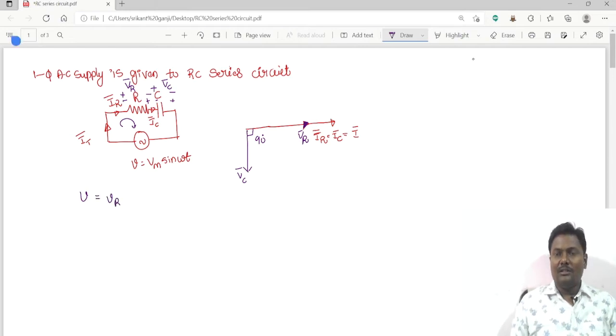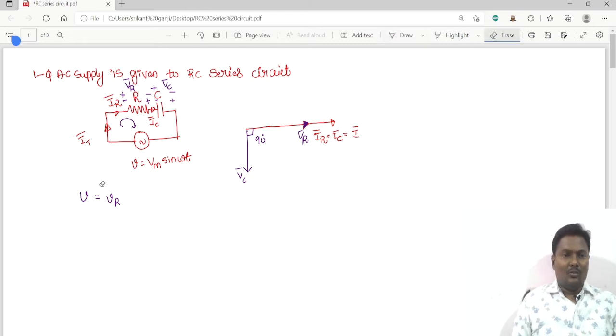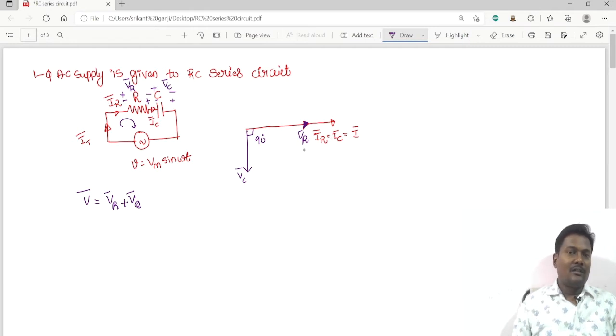Let us say capital V is equal to VR bar plus VC bar. The voltage can be divided across the two elements. V is equal to VR bar plus VC bar. And now I am taking the reference as the current. IR bar is equal to IC bar is equal to I bar.